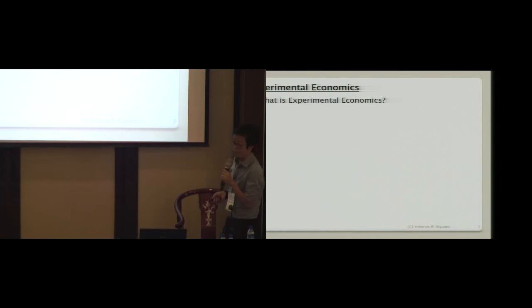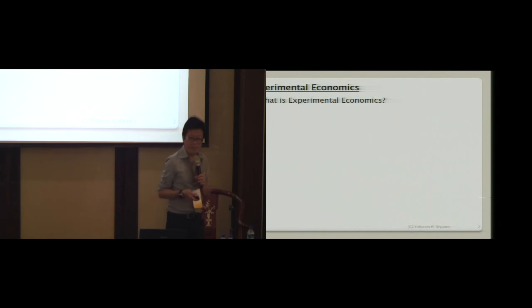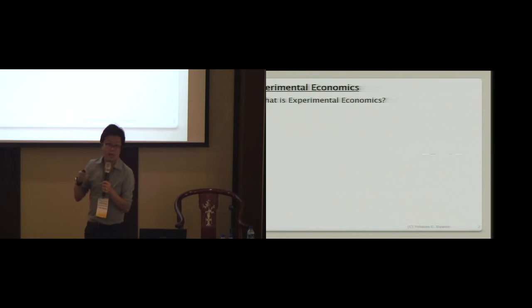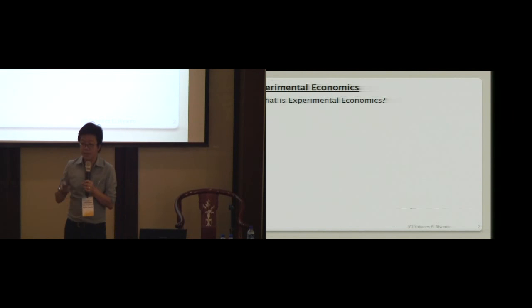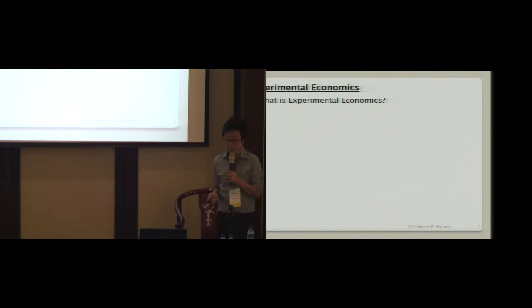So that's the principle of experiment. Now let's talk about experimental economics. What is experimental economics? It's now a field in economics, and it's been growing. We have an association called the Economic Science Association, ESA. Last year, I think, the Asia Pacific Economic Science Association meeting was held in Taipei at the National Taiwan University.